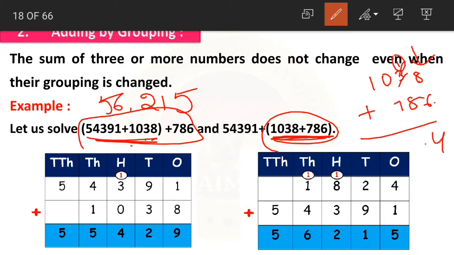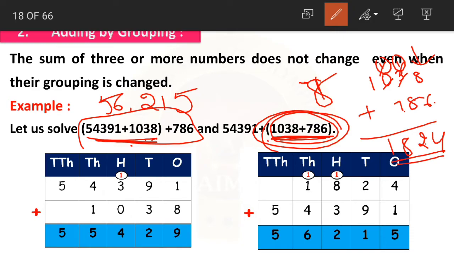Now 3 plus 1, 4. 4 plus 8, 12. 2 here, 1 carried. 1 plus 0, 1. 1 plus 7, 8. Now 1. So what did we get from adding these two? 1824. Yes, 1824. Now what to do with this 1824?